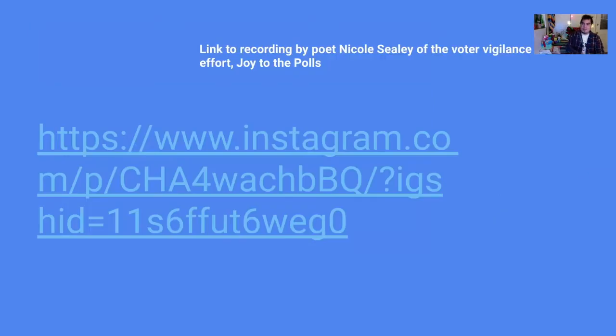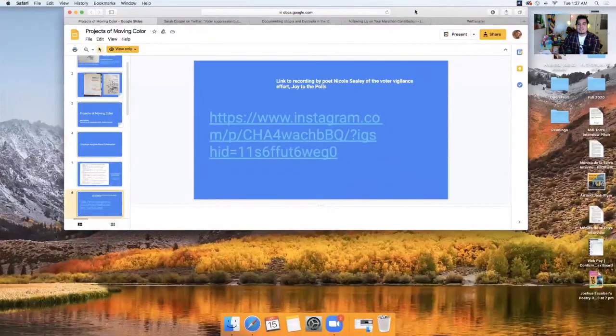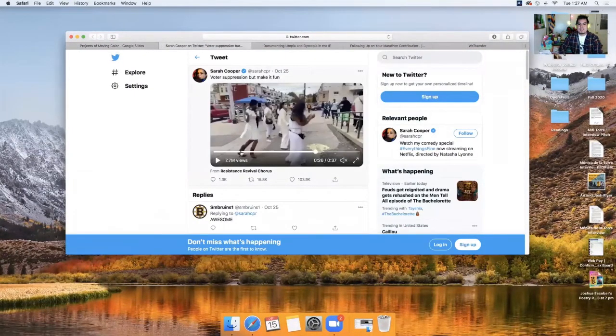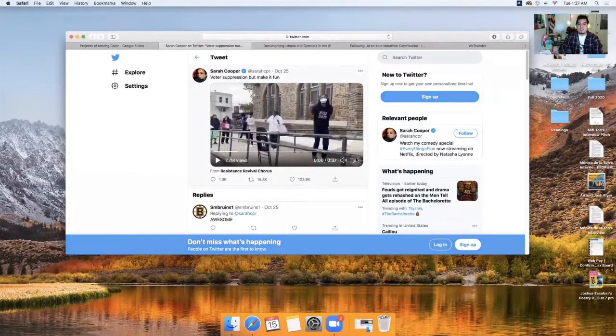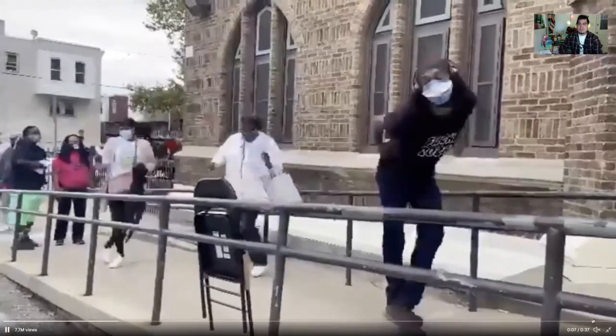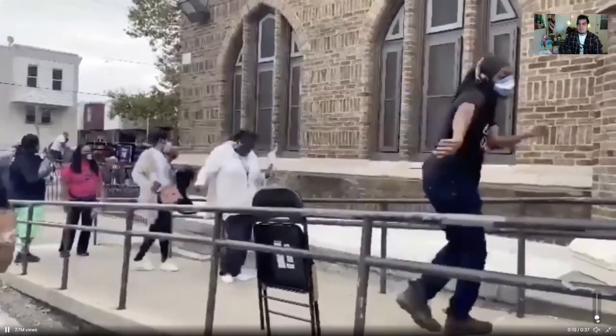An example of utopia as a neighborhood celebration actually comes from Nicole Seeley's Instagram. She had this wonderful post about Joy to the Polls, but she has since updated her Instagram, so I found a video of it online. But just thinking of utopia as not necessarily this lofty thing that is only accessible by a few, but can be manifested and realized.